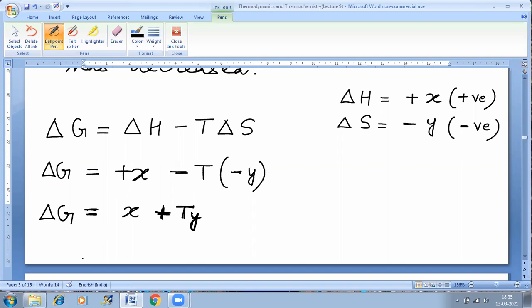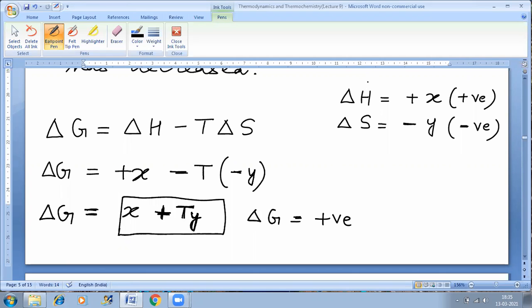Now, if I want delta G to be negative, that's impossible in this case. Why? Because this particular thing can never be negative. It is X plus Ty. So there is no chance for this entire thing to become negative. So I can say that in this case, delta G will always be positive.